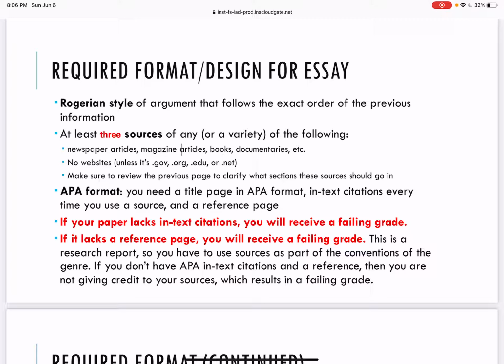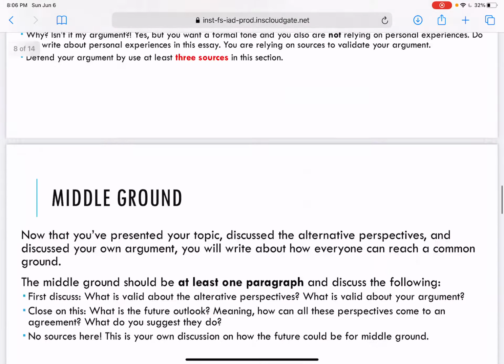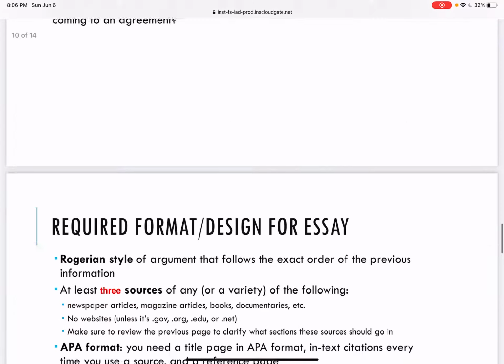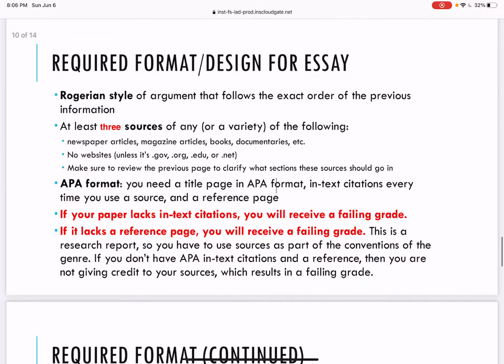And again, make sure you take the time to review those understanding source type files as well. If I can clarify anything, just let me know. Like I said, all 3 sources go in the argument section because you need to validate your argument with sources. So, APA format: every time you use a source, you need an in-text citation to give credit to the source whenever it's being used. You also need a reference page that lists the source in correct APA format. Make sure that you review those APA files. Those are so important when you're working on it.